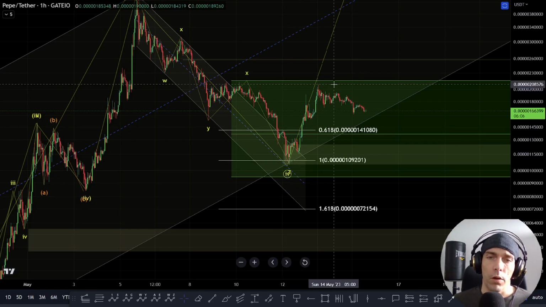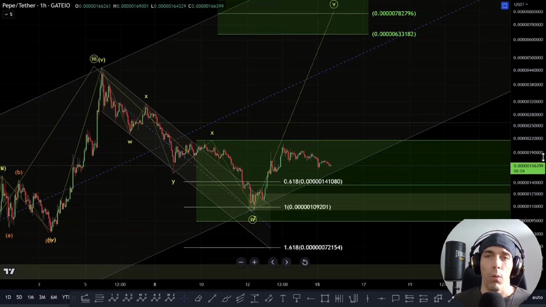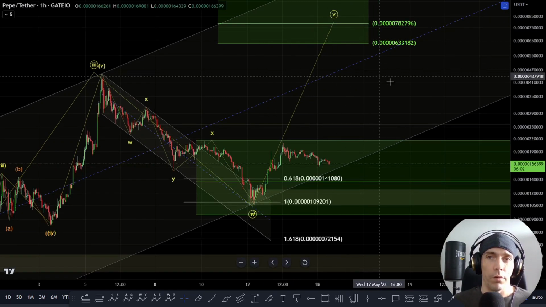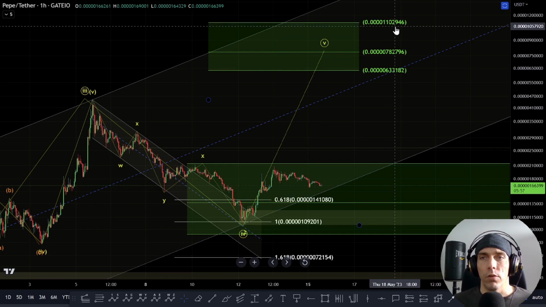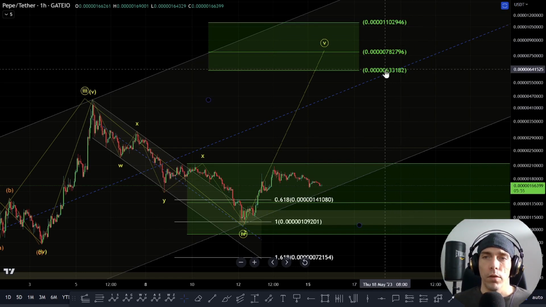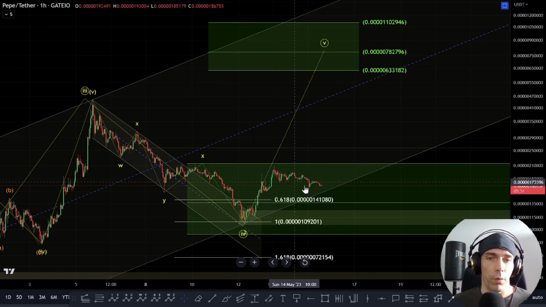And what we're looking for now is whether we are actually looking to move away from this zone in a fifth wave. So the fifth wave target area would actually be up here towards this 1102946 to this 0633182 area. So this would be a typical fifth wave zone.